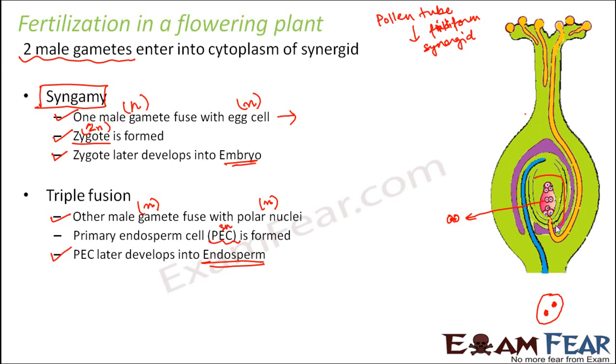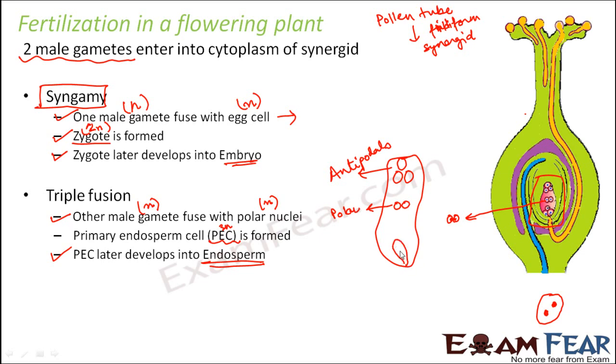Let us magnify the picture of this part. So this was the embryo sac, inside which you have 3 cells here. These were the antipodal cells, which were located towards the chalazal end. In the middle you had the polar nuclei, and this side you had one egg. This was the egg cell, and you had 2 synergids. Correct? This was the internal structure of the embryo sac.